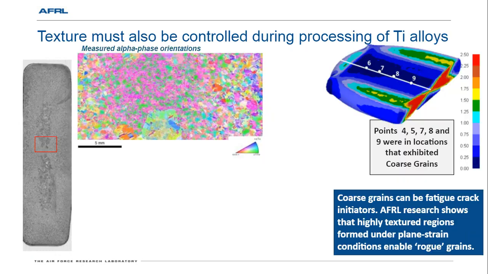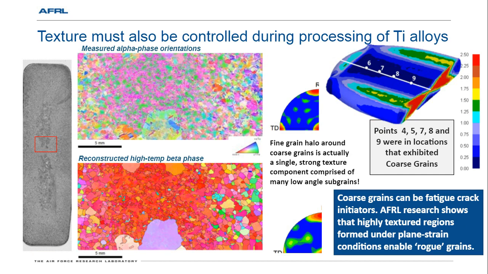Something quite similar happens, in a way, in the processing of titanium alloys. So depending on the strain path, you can end up with very strong textures forming. And when these strong textures form, in a beta annealing process, you may end up with these coarse grains forming. And the coarse grains can be a fatigue crack initiation risk.